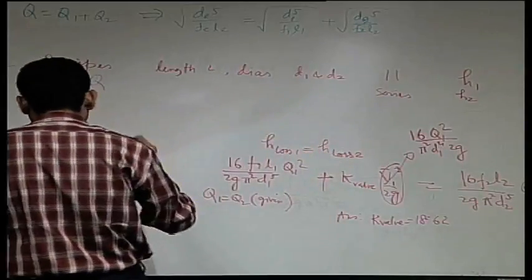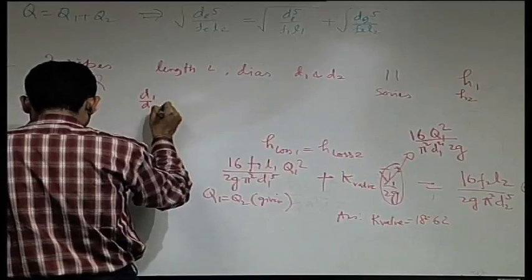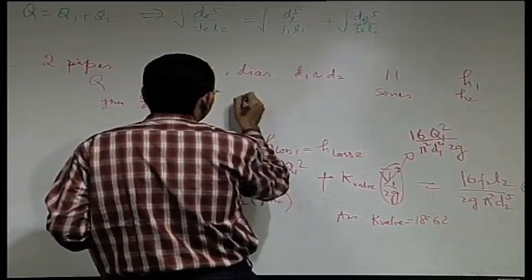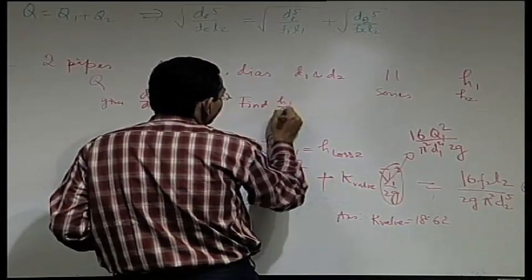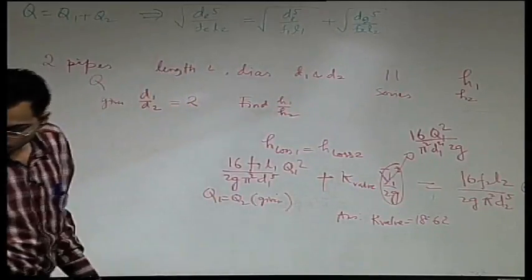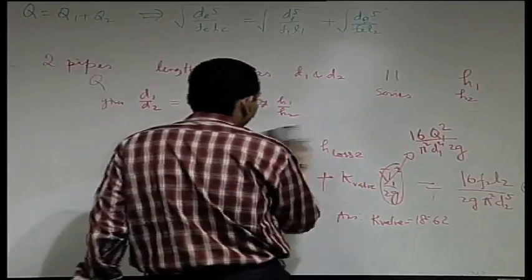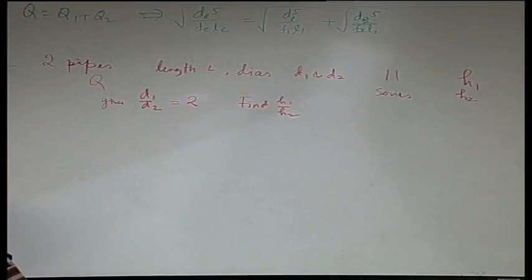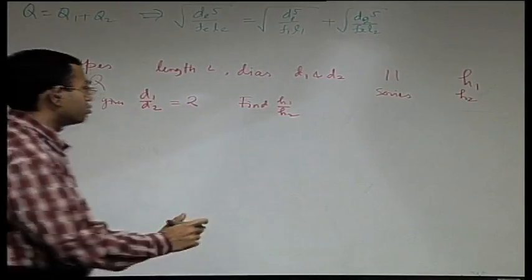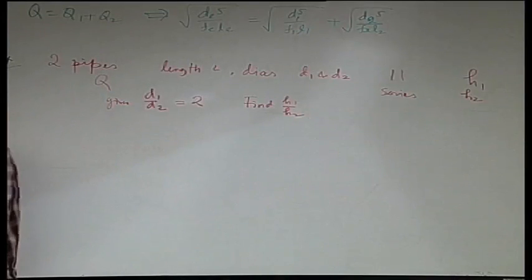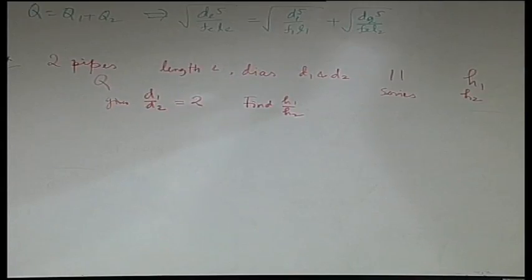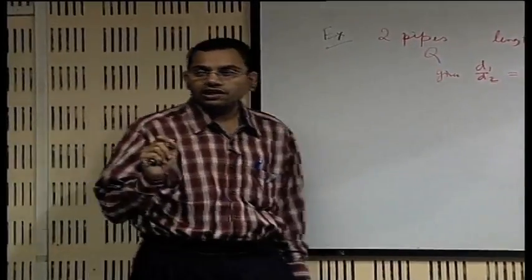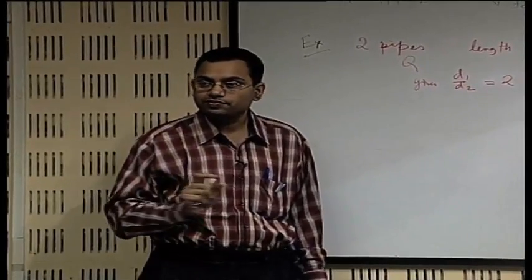It is given that D1 by D2 is equal to 2. Find H1 by H2. Neglect the minor losses and assume a constant friction coefficient to be the same for all the pipes. So, the two important assumptions: number 1, minor losses are neglected, and number 2, the friction coefficient or friction factor is a constant, and that constant value is the same for all the pipes.